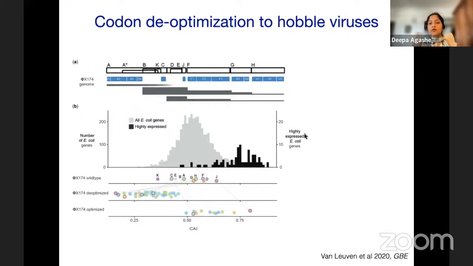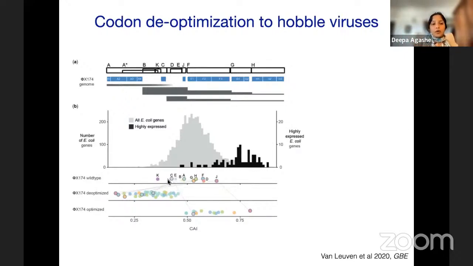don't. And then if you look at the highly expressed genes in E. coli, which are the ones shown in black here, they tend to have a higher codon adaptation index value. This is on the x-axis, which is an indicator of how likely this gene is going to be expressed and translated rapidly, because there should not be problems with waiting for rare tRNAs to come and do the translation.